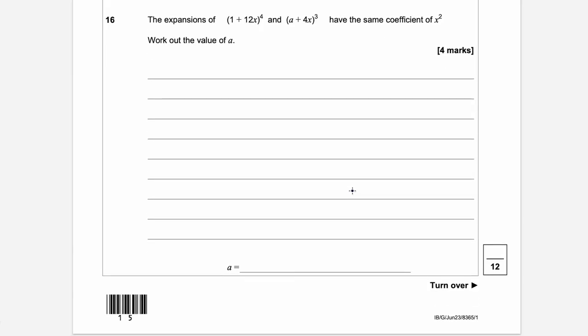Question 16. Expansions of this and this have the same coefficient of x squared, work out the value of a. Okay, I think, guys, we're just going to have to expand them both. So let's do the first one.